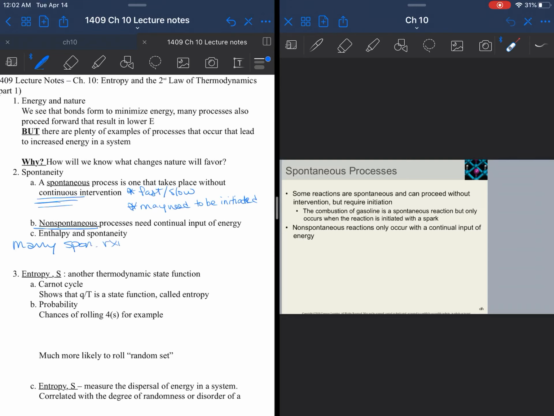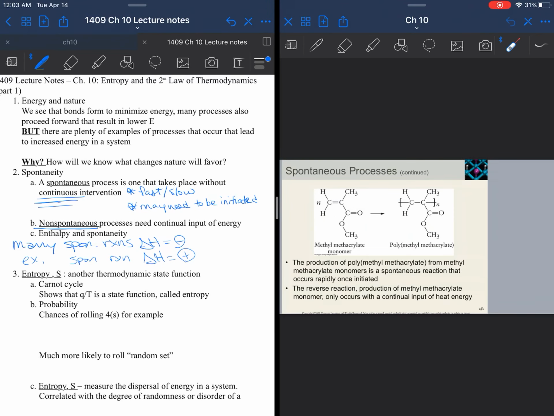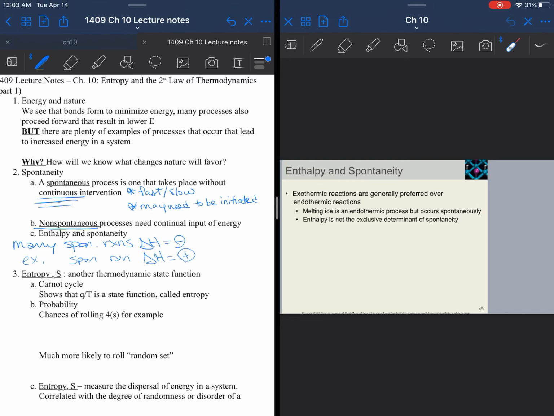Enthalpy and spontaneity are certainly connected. We definitely see that most spontaneous reactions are exothermic, right? A delta H that is negative. But there are spontaneous reactions that are endothermic, as we have discussed. So enthalpy is related. There certainly is a connection, but it's not an exclusive determinant of spontaneity. So there's other factors at play here. We're going to talk about another thermodynamic quantity called entropy, and hopefully explain why that is, right, by the end of this discussion.